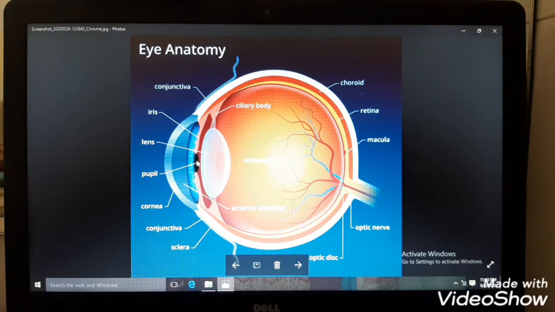Now, iris is the one which gives color to your eye. You might have seen brown, green or black colored eyes. This is because of the color of the iris. Then comes your lens. What comes next? Next is the lens. After going through the pupil, the light rays fall on this convex lens.